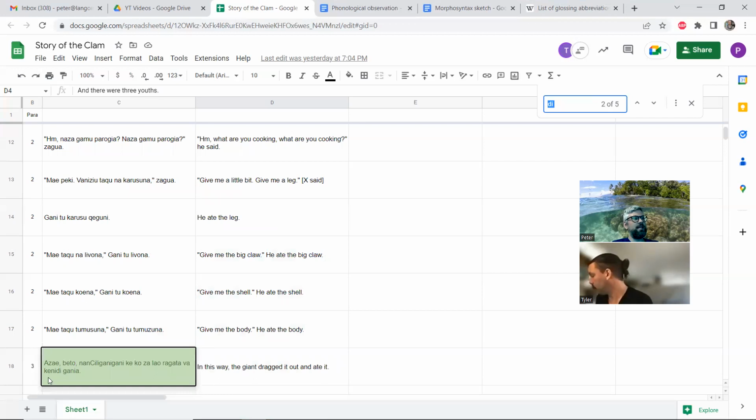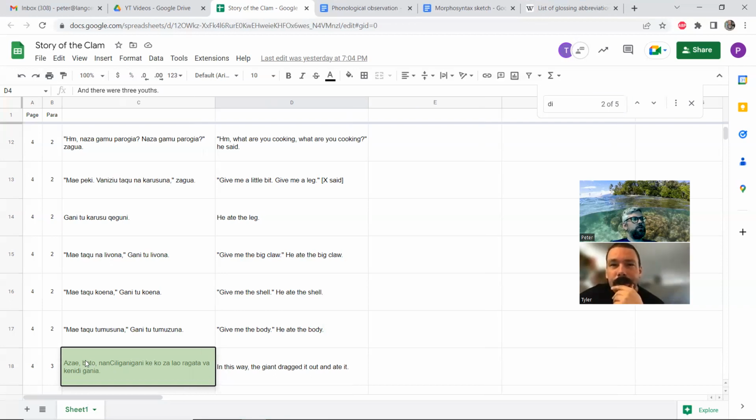Also because there we get Kenindi Gania. Drag it out and they ate it. And we think Kenny might be some sort of a spectral particle, and D, if that is any sort of third plural thing, then we get it for Gania. It is actually indexing the subject. What about the K and the Ni? So Ni kind of looks like third singular. Are you looking at this example here on line 18 of our doc? It's paragraph 3.